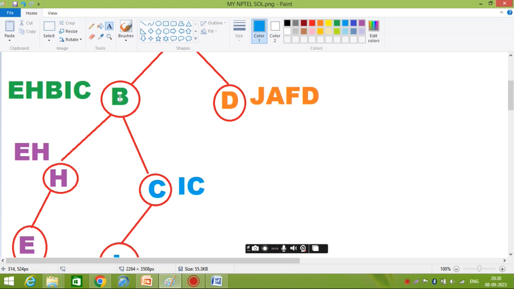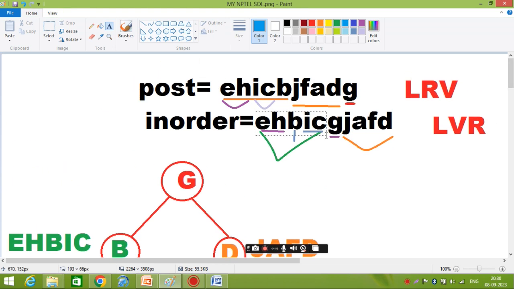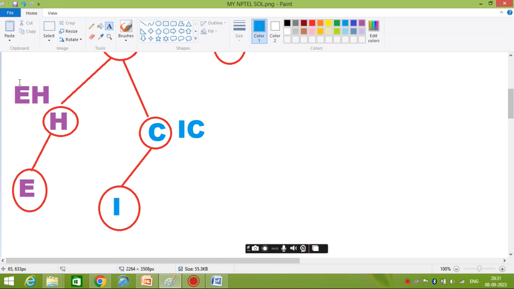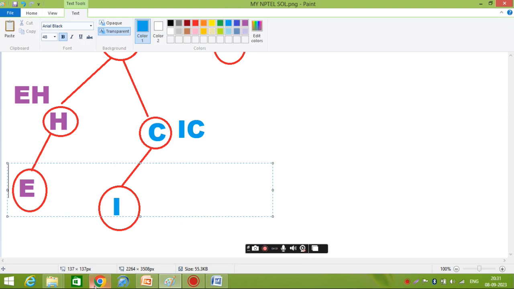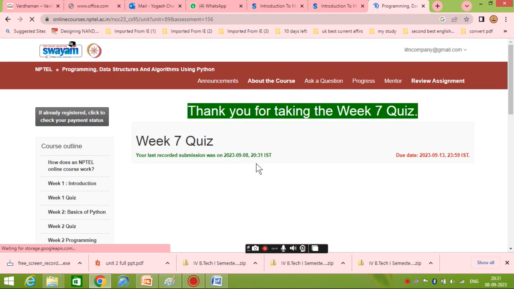So if B is the root, now again you come here. Where is B present? B is present here. It means that this will be the root again and this will be left. EH will be left and IC will be right. Very simple, we have done the same here. So EH will be left and IC will be right. Similarly, at last we will get E as the leftmost element. The same thing he asked, so you will write E here and submit it. Very, very simple.